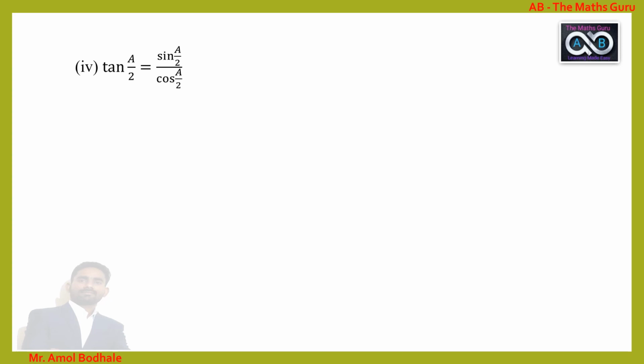Let's see the next term, tan of A by 2. Tan A by 2 can be written as sin A by 2 upon cos A by 2. Already we have the values of sin A by 2 and cos A by 2. So we put sin A by 2 as 1 by root 5 and cos A by 2 as 2 by root 5. Root 5 cancels, so we get tan of A by 2 as half.